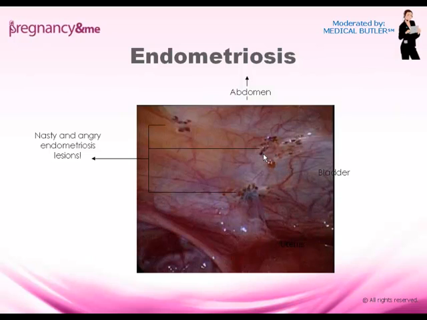Essentially, they're filled with altered old blood. This particular lesion here, just from looking at it, would suggest that it's probably slightly deeper. It may invade a bit deeper than just the skin of the lining of the bladder.